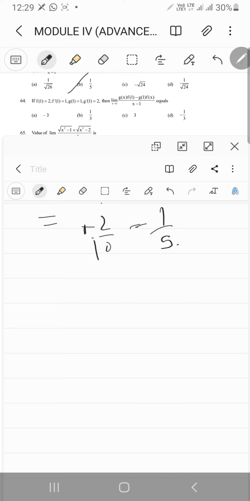If f of 1 equal to 2, f dash 1 equal to 1, g of 1 equals to 1, g dash 1 equals to 2, then limit as x approaches 1 of g of x f of 1 minus g of 1 f of x is... Okay, that's weird. Okay, f of 1 is 2, so g prime of 1 is 1. Yeah, so it should be 2 g of x minus g of 1 is 1, so it's f of x upon x minus 1, and the limit is x approaches 1 of this thing.